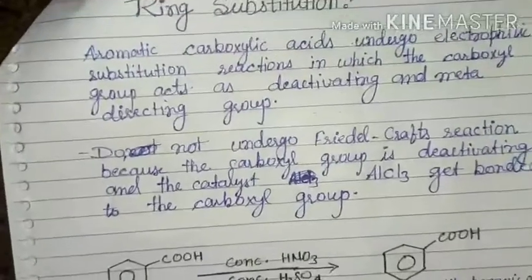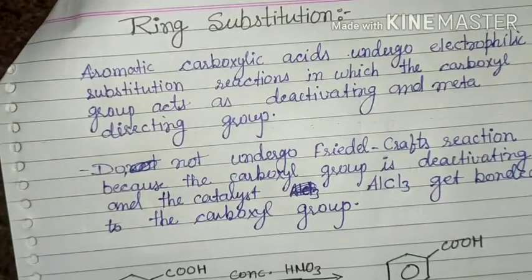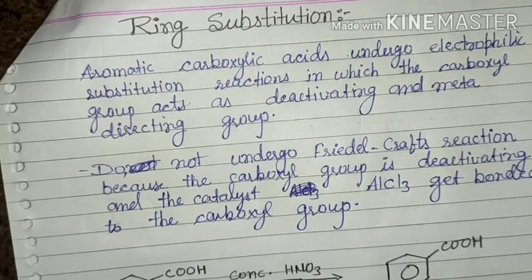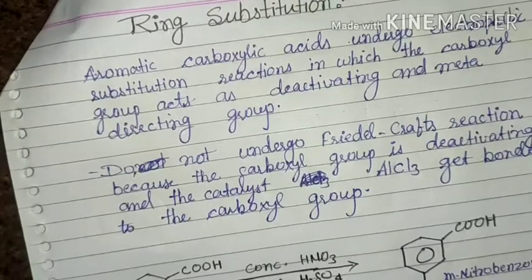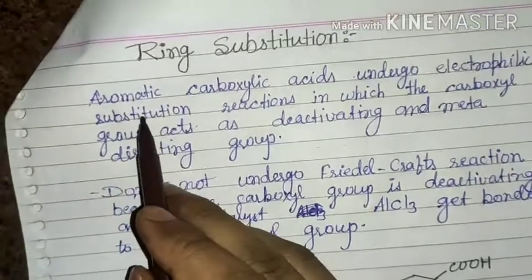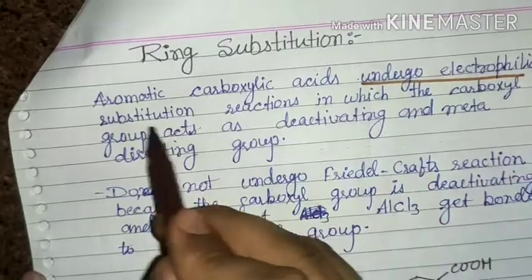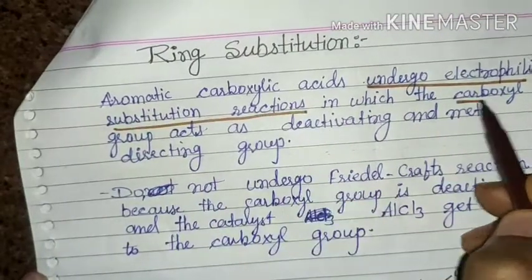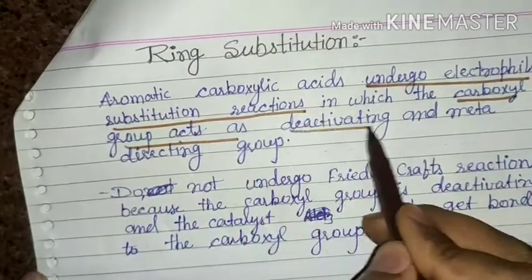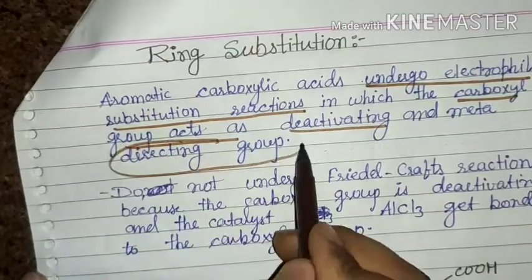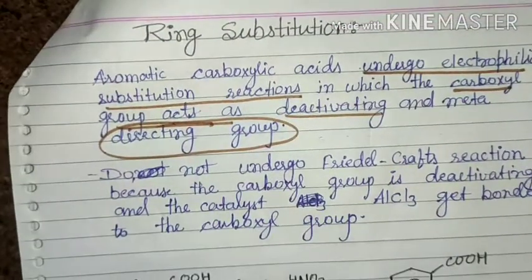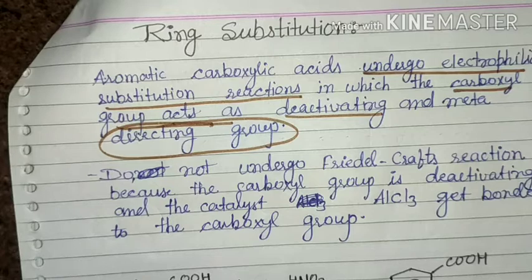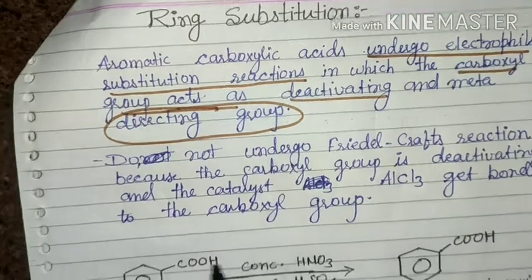Now next one is the ring substitution. For most benzene ring reactions you know the ortho and para director concept and the electron withdrawing and donating concept. So now move to the text. Aromatic carboxylic acids undergo electrophilic substitution reactions in which the carboxyl group acts as a deactivating or meta-directing group. This is the most important part. It is deactivating, that means an electron withdrawing group, and it is electron withdrawing due to the carboxyl carbon here. So it is a meta-director.